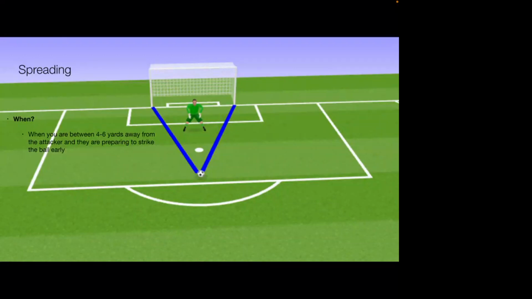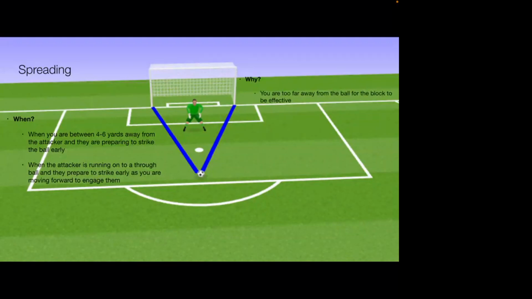By getting into this spread shape, you can effectively defend more of your goal. So you do it when the attacker's run through on goal and they're preparing to strike the ball early, as you're moving forwards to engage them. It could be a through ball that they're approaching to strike. It could be a touch out the feet that they're approaching to strike. So recognizing when they're preparing to strike the ball.